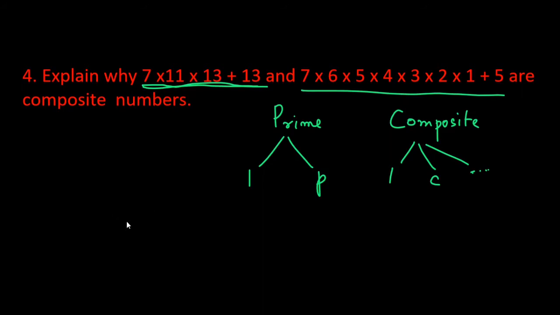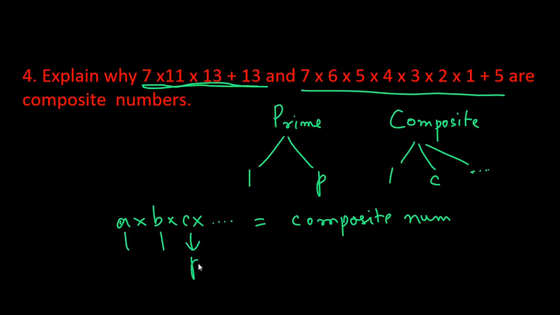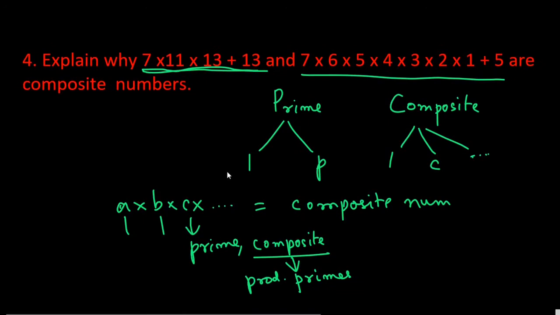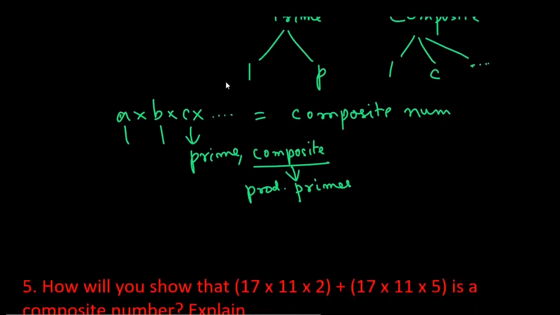So any number in this form, a into b into c, etc., then that is a composite number. This a, b, c, they can be either prime or composite. Composite in the sense that can be again written as product of primes. The first one given is 7 into 11 into 13 plus 13.